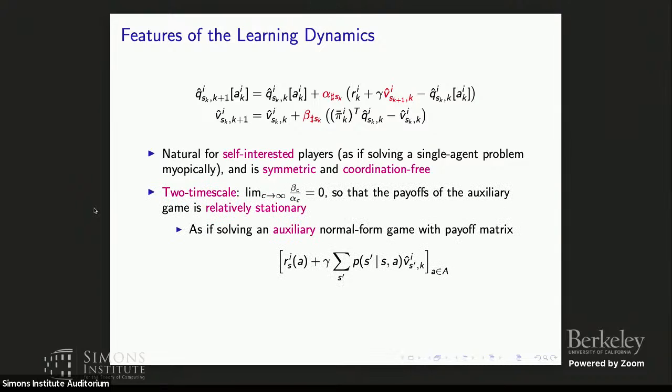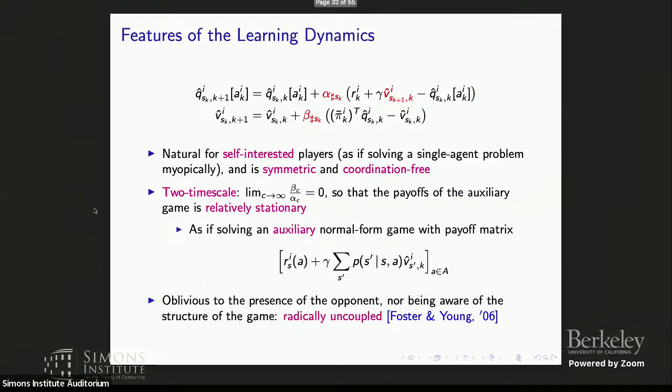Another feature of the dynamics is that it is two-timescale, in the sense that asymptotically, the update of the local Q function is faster than the estimate of the local V function. The intuition is that, in that case, from the updating of the local Q function, it is as if you are solving some auxiliary normal-form game with a fixed payoff matrix. Also, under this update rule, each agent is oblivious to the presence of the opponent, and is not aware of the structure of the game.